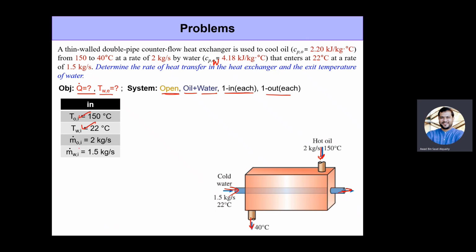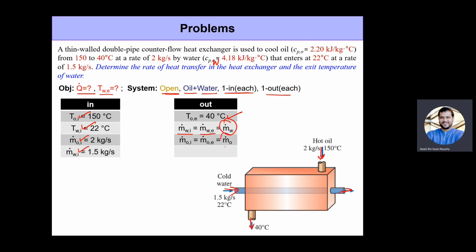Oil inlet temperature, water inlet temperature, oil mass flow rate, water mass flow rate. And then at the exit, the oil outlet temperature. We know that the mass flow rate of water at the inlet is exactly equal to the mass flow rate of water at the exit. So you just write m dot w. Same way for oil, because you have one inlet, one exit systems, and these are all steady state, steady flow devices. Okay, so there's no chance of water or oil accumulating within the system. What comes in has to go out.